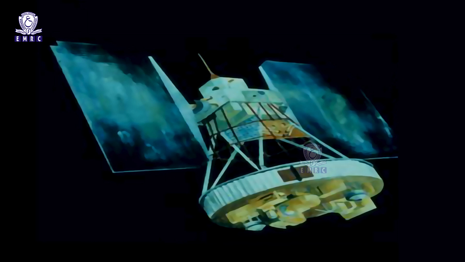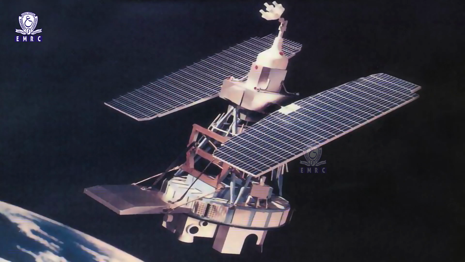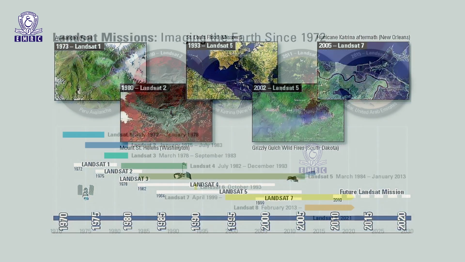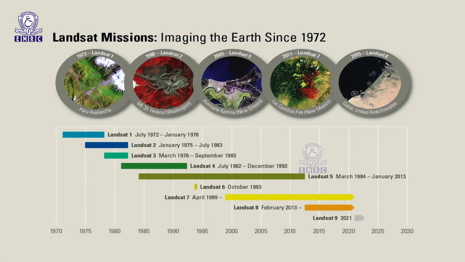With the launch of this satellite, the name of these satellites was changed from ERTS-1 and 2 to Landsat 1 and 2 respectively. 4 other satellites in this series were launched one after another in this phase, with improved cameras and sensors.